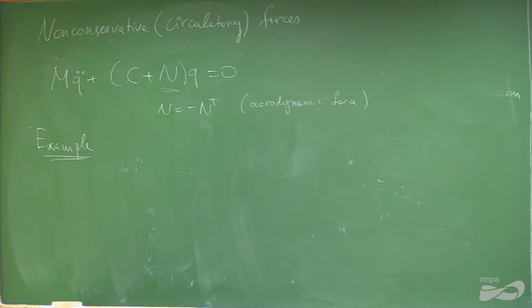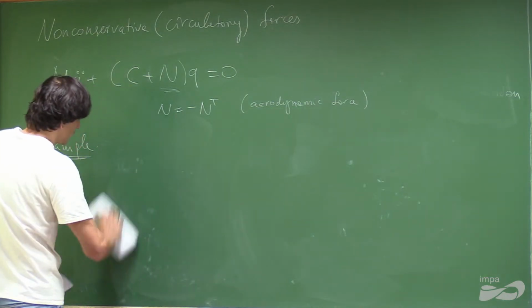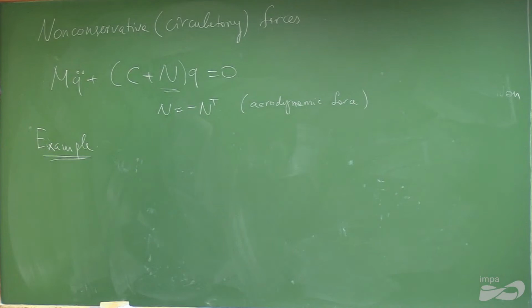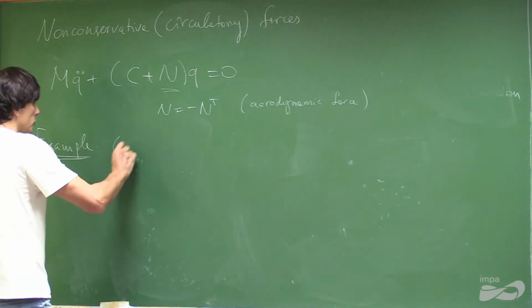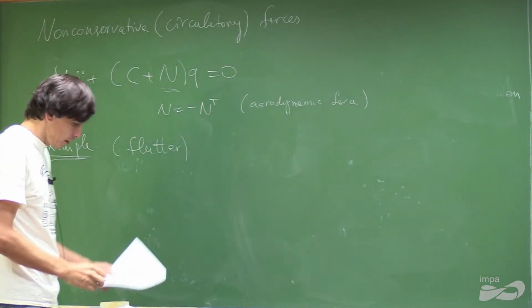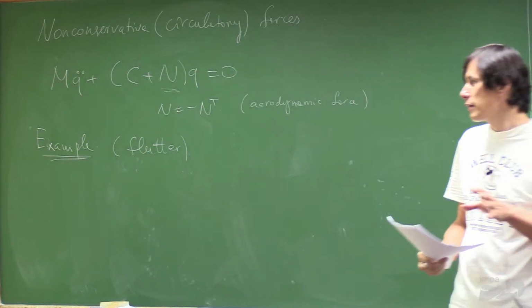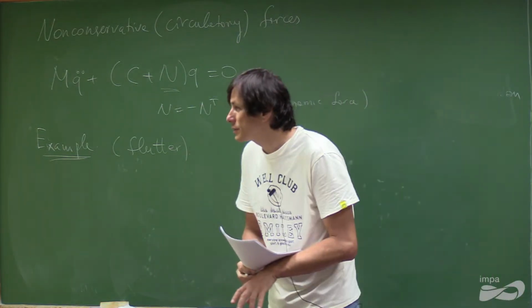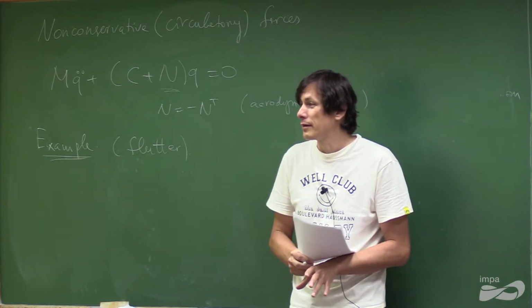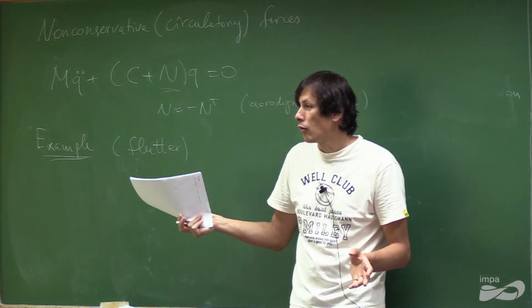One example. And we will consider the very important phenomenon in design of aircraft which is called flutter. Flutter means that something is fluttering. So this is a phenomenon you can see often, for example in the window.